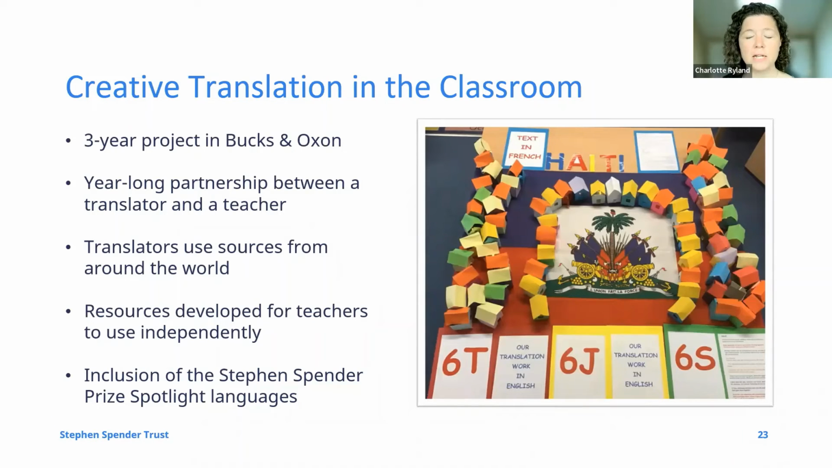So the translator works with the teacher to develop workshops and resources that work particularly well for that setting, but the teacher is then also encouraged to adapt and develop independently so that they can use these activities in future years. And the photograph you can see here is of some work that our translator Georgia Wall did with a primary school in Buckinghamshire. So this is year 6 doing some work on Haiti.